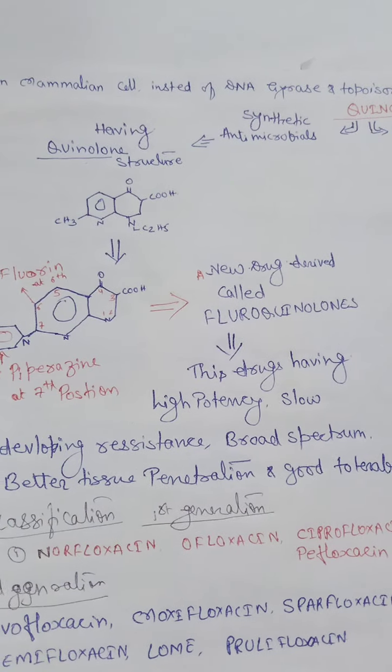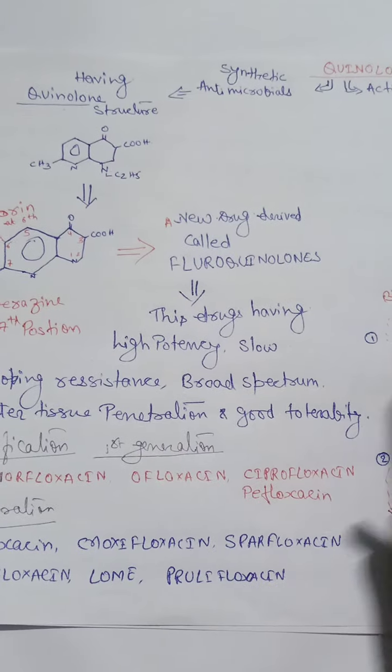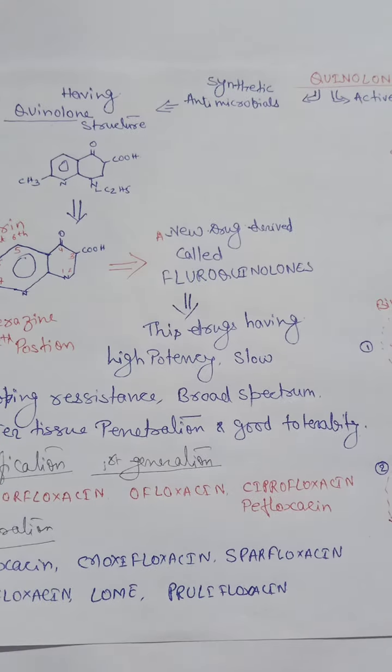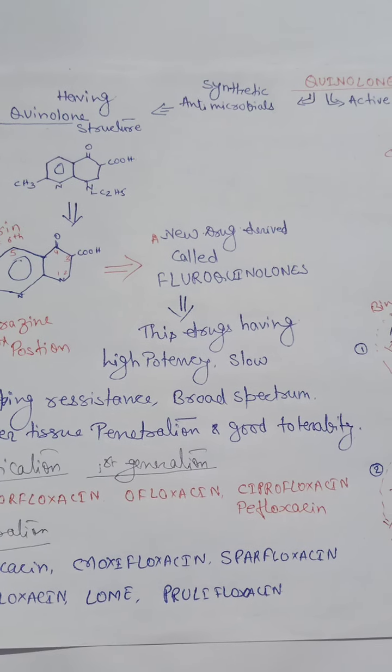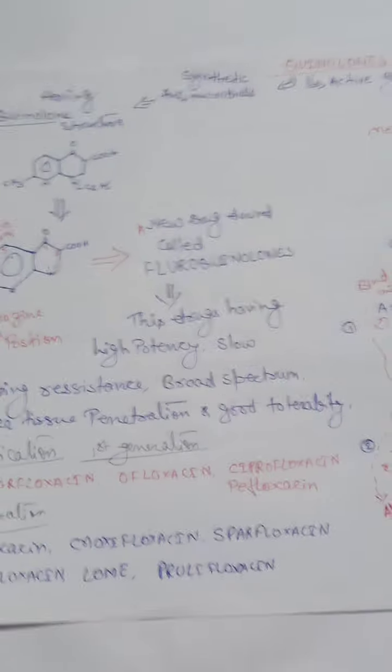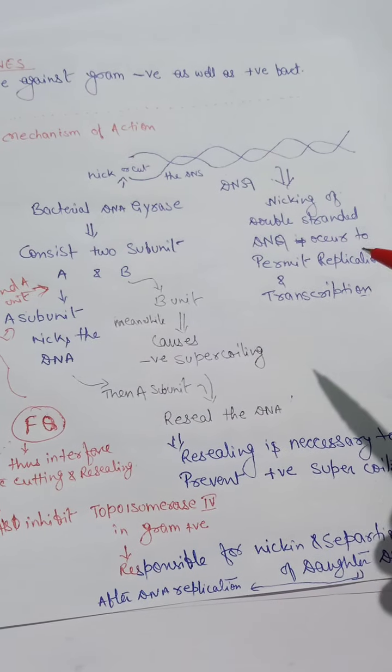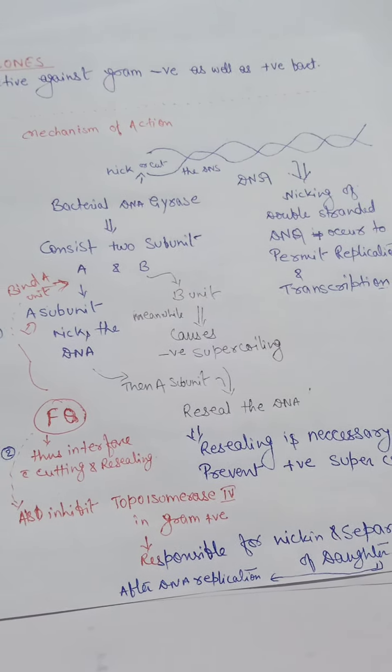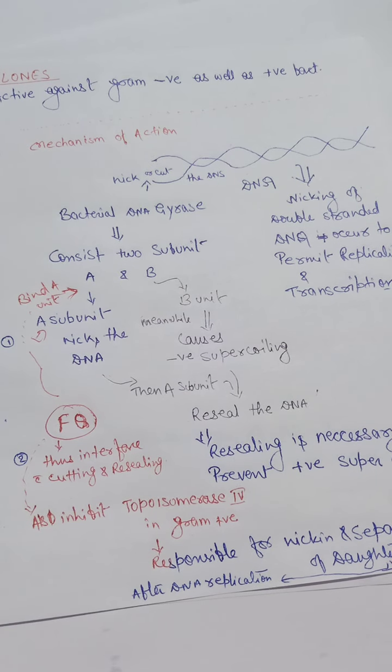Another question we discussed is why the fluoroquinolone is not active against the human cells: because it has low affinity with topoisomerase 2. This is the mechanism of action. So we will continue our classes.